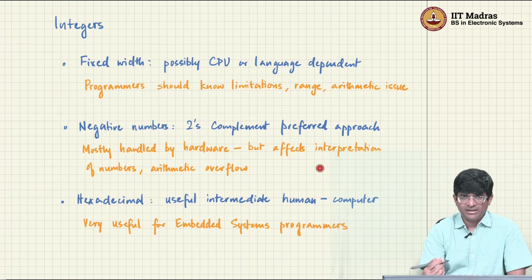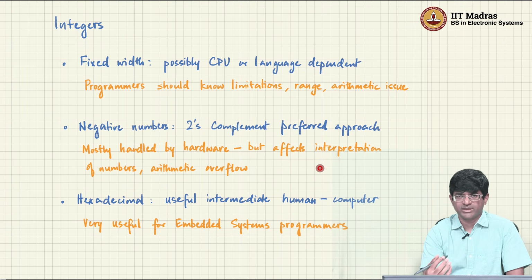Negative numbers, once again, convention, right? The 2's complement approach is the preferred one in most computers. It's mostly handled by hardware. The only thing that you as a programmer need to know is where it could affect you, for example, when you interpret numbers, or when you add or subtract numbers and you start seeing overflow, right? That's basically what happens to a number that dramatically changes. You expect that 4 billion something plus 100 should give you 4 billion and 100, but suddenly it gives you something negative instead, right? Where did that happen? How did that happen? Where did that come from? All that happens because of the way that these numbers are represented.